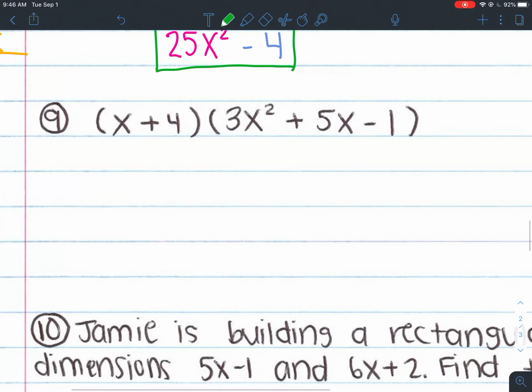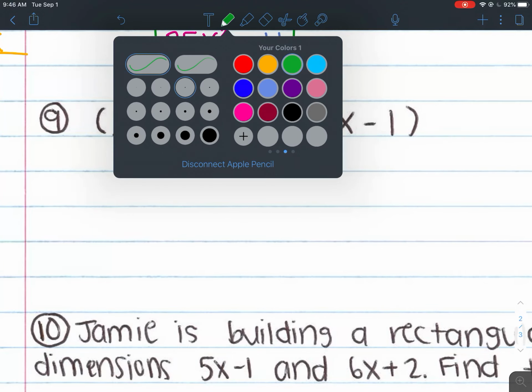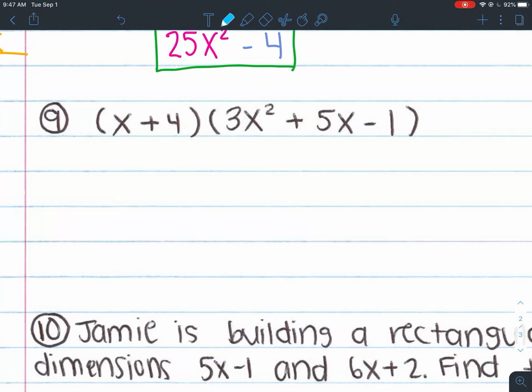All right, moving on to number 9. Now this one is a little bit different. It looks a little bit different, right? And here's why it looks different. This first set is a binomial, but here we have a trinomial. So does it change the way we do the math? No. You're still going to double distribute. You just have one extra term to distribute it to.